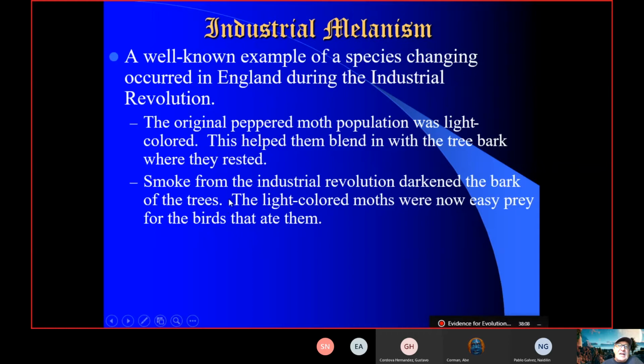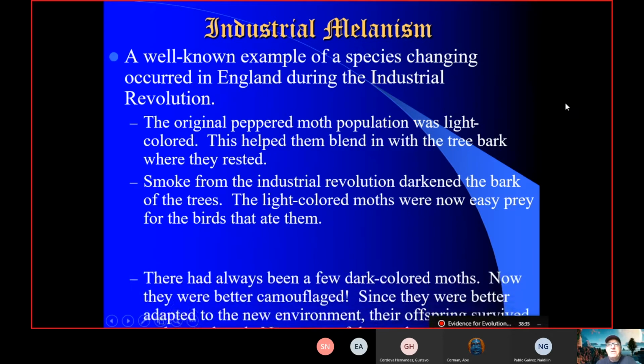So now this isn't happening so much because we have pollution controls, right? But at that time they didn't, and the trees got all covered with soot. But think about the moths that used to rest on the trees. Well, they're going to still fly up to the tree and rest on that tree, but now the birds can find them easily. The light-colored moth sticks out against the dark background. So the birds ate the light-colored moths.